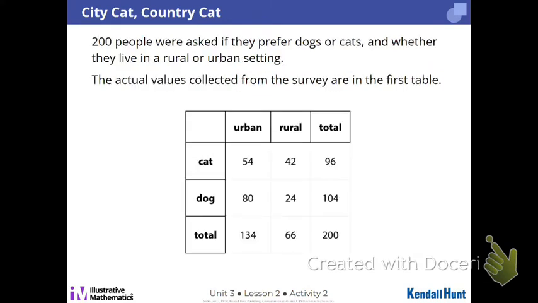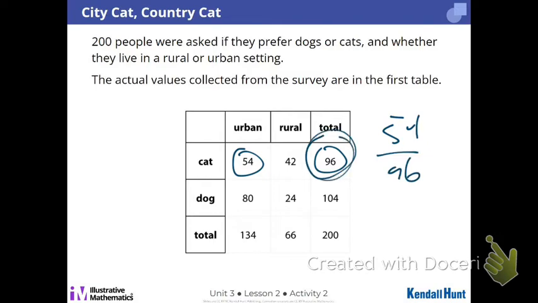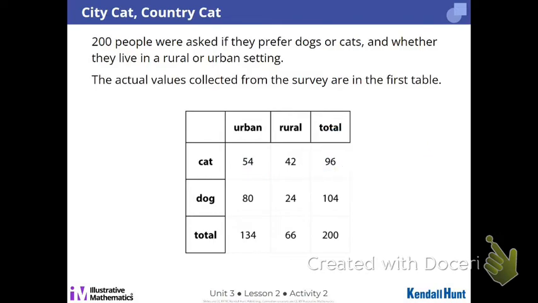Of the people who like cats, 54 out of 96. So it gave us a row total instead of a column total there. We all good on number 1? There could be lots of different answers because you could pick other numbers from this.